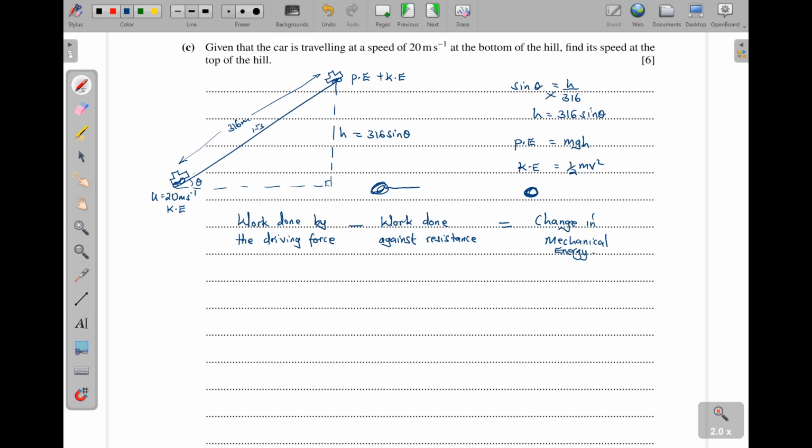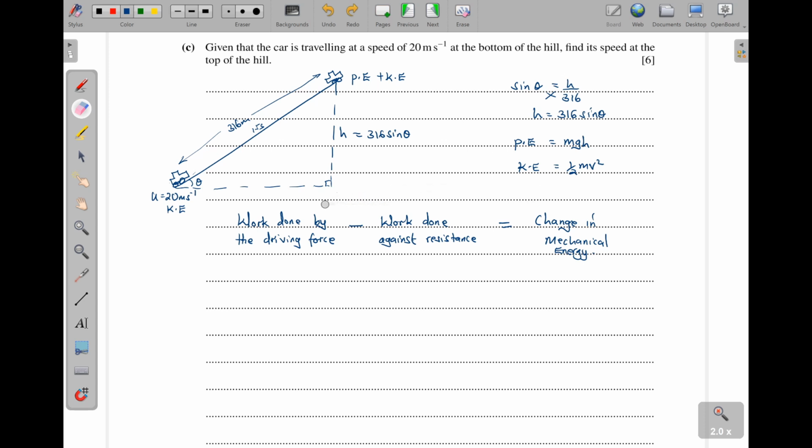So it has a driving force which takes it forward. So that is the work done by the driving force. But as it is doing so, it has resistance to that motion. So you have to also work against that resistance. So that's why we subtract the work done against the resistance. And then after that, it is changing the speeds from here to there. So it is equal to the energy change here, the change in the mechanical energy. So that's why we have something like that there.